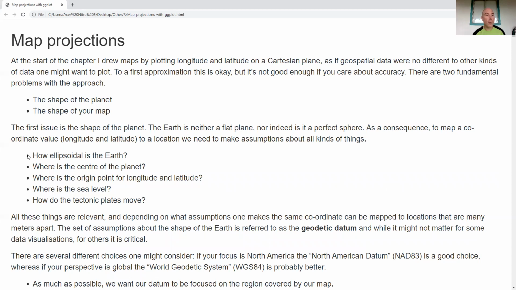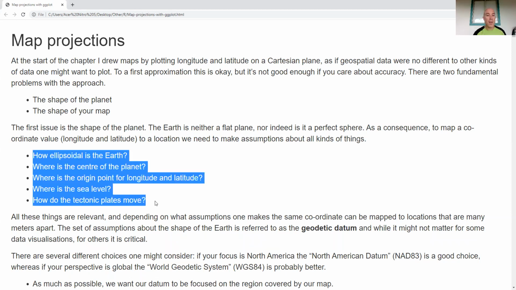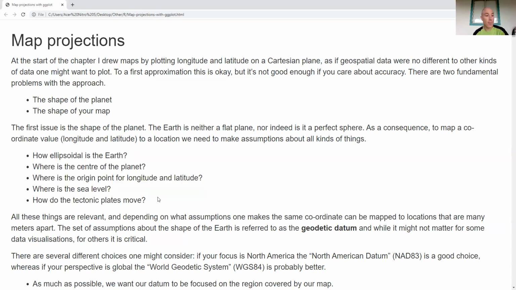Now, here are some questions about how we are representing the Earth with our mathematical model. How ellipsoidal is the Earth, if I want to represent it with just one ellipsoid, or how ellipsoidal is the region I'm interested in if I'm going to just take a surface representation? Where is the center of the planet? This is important for GPS. Where is the origin point for latitude and longitude? Where is the sea level? And how do the tectonic plates move? All these things are relevant depending on the problem I'm working on.